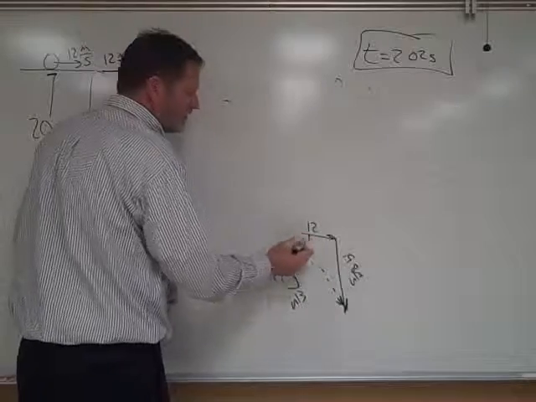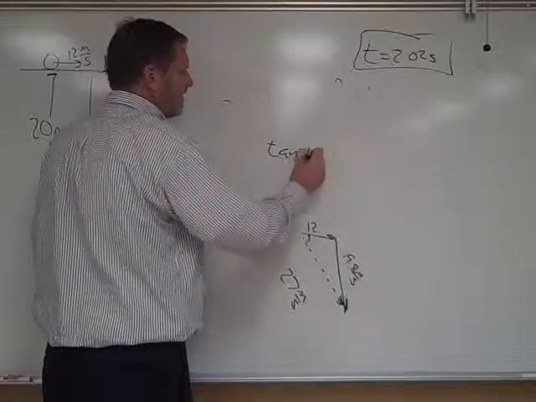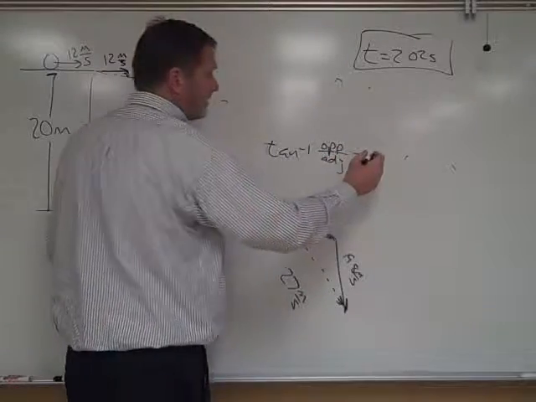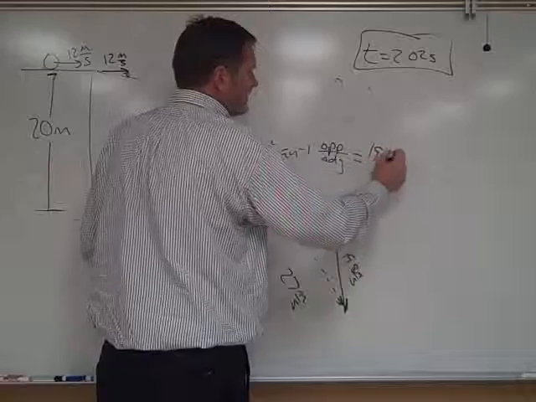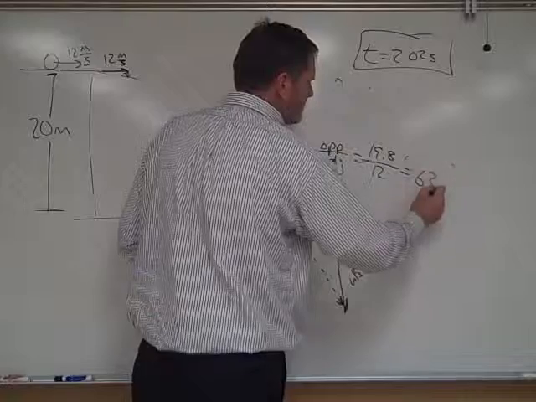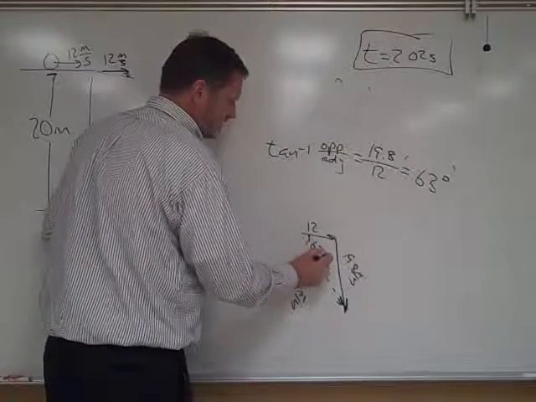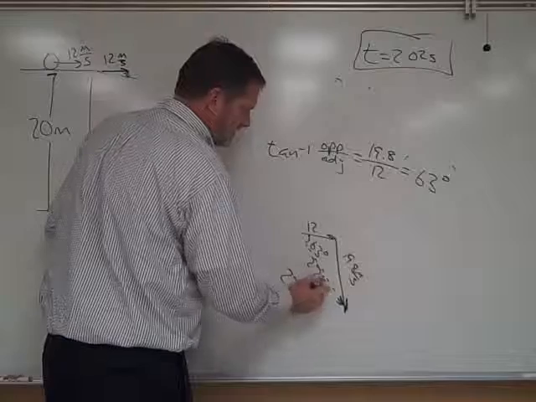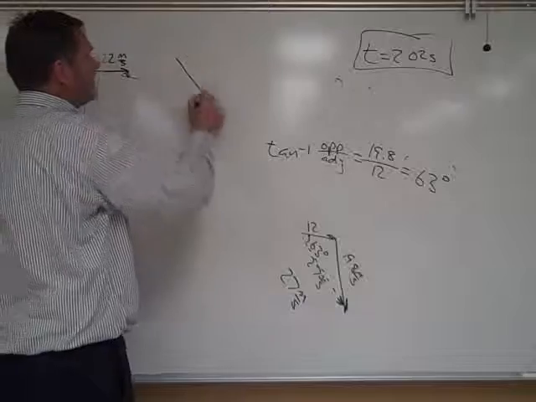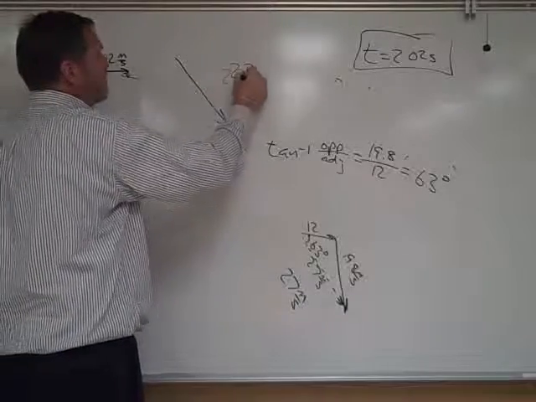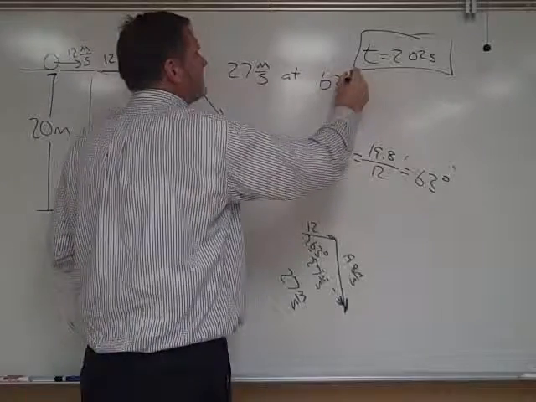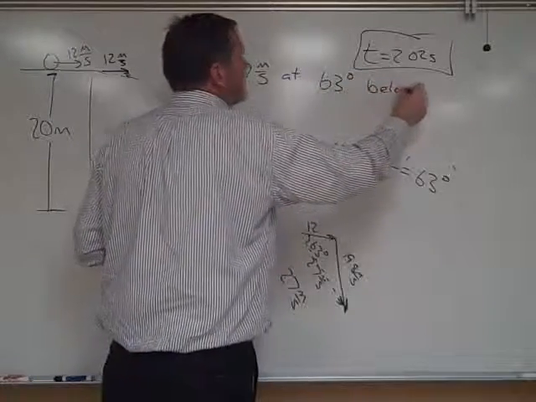And what's this angle? This angle is tangent inverse, opposite over adjacent, which is 19.8 over 12, equal to 63 degrees. So this is 63 degrees, 27 meters per second. So when I ask you how fast and in which direction that ball was going when it hit, it was going 27 meters per second at 63 degrees below x.